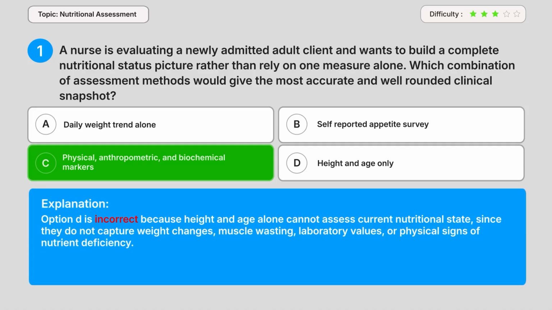Option D is incorrect because height and age alone cannot assess current nutritional state, since they do not capture weight changes, muscle wasting, laboratory values, or physical signs of nutrient deficiency.